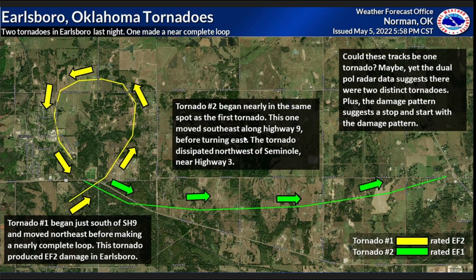Back on the Seminole day, on the same day in May 2022, we had a tornado that actually did a loop near Earlsboro, Oklahoma. And then it dissipated, and the second tornado developed near Highway 9. This tornado basically tracked along Highway 9 before it dissipated northwest of Seminole. Again, tornadoes do crazy things sometimes, and this is really important when it comes to storm spotter safety.